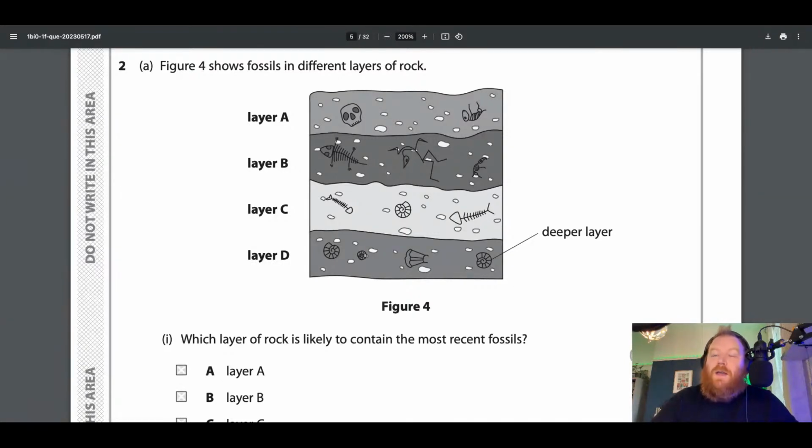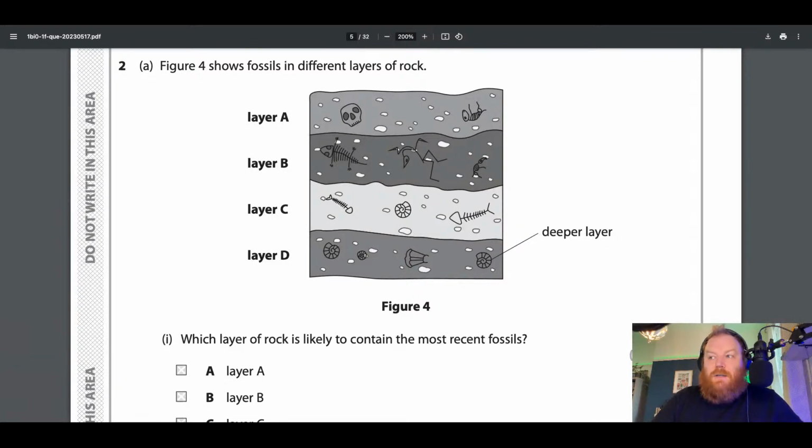For those of you on TikTok right now, we have an image showing a range of layers of fossilized rock. Obviously the layer at the very surface is the most recent layer of fossilization. The further down into the soil you go, the older it is.